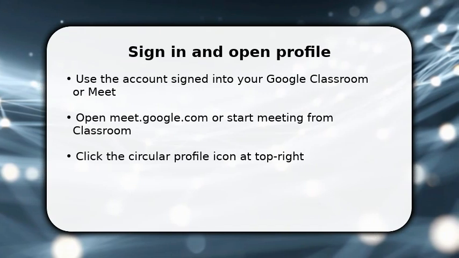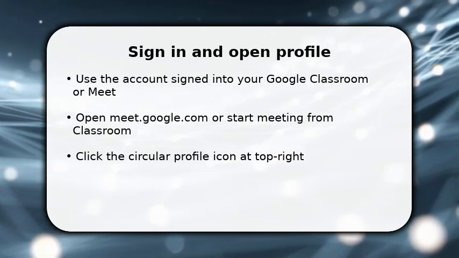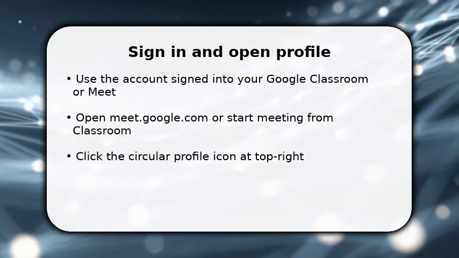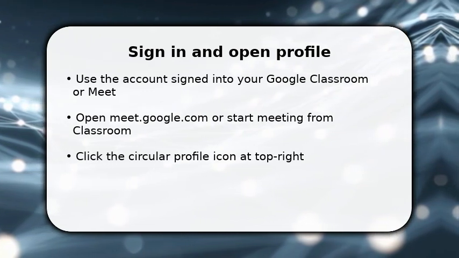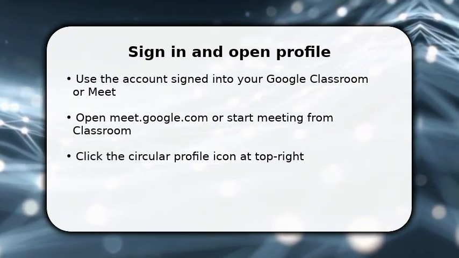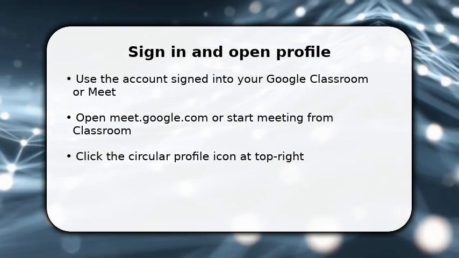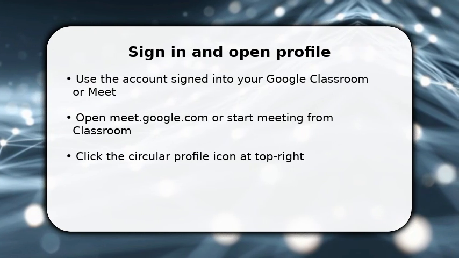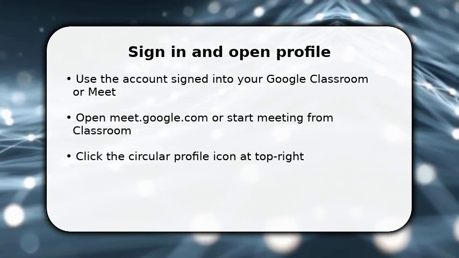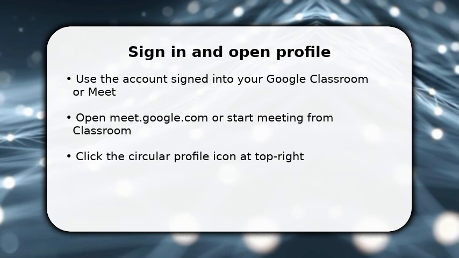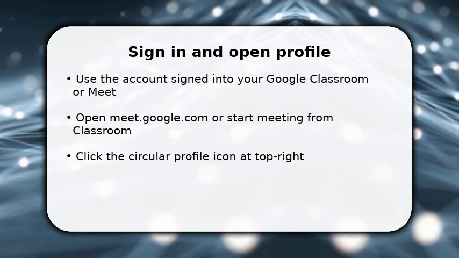You start by signing into the Google account you use for class. Once signed in, open Meet.Google.com or join via Classroom and locate the circular profile icon at the top right. Click that icon to open account settings. This is where display name edits begin. If you don't see your icon, make sure you're in the correct Google account by checking the avatar email.